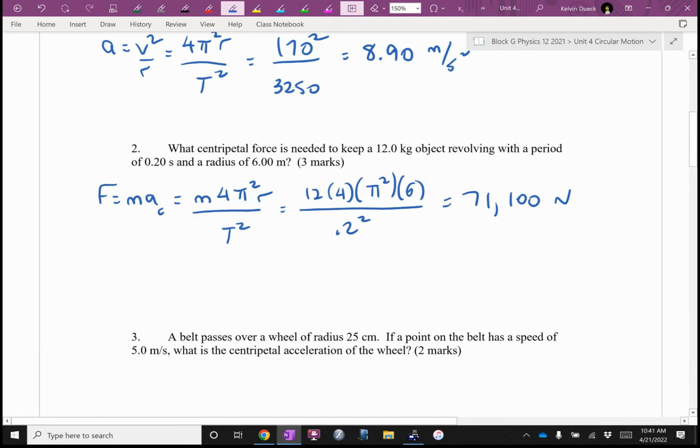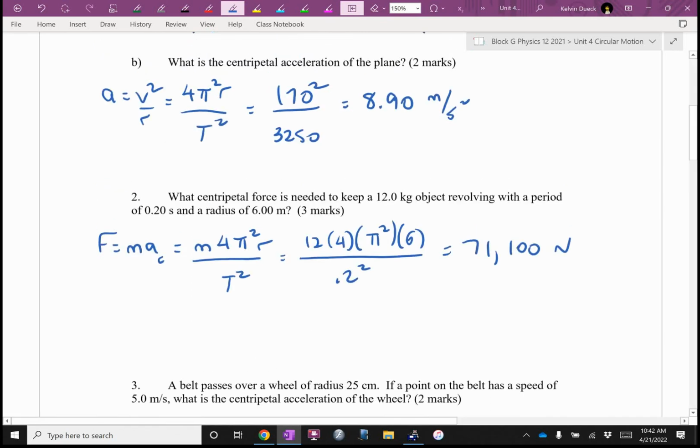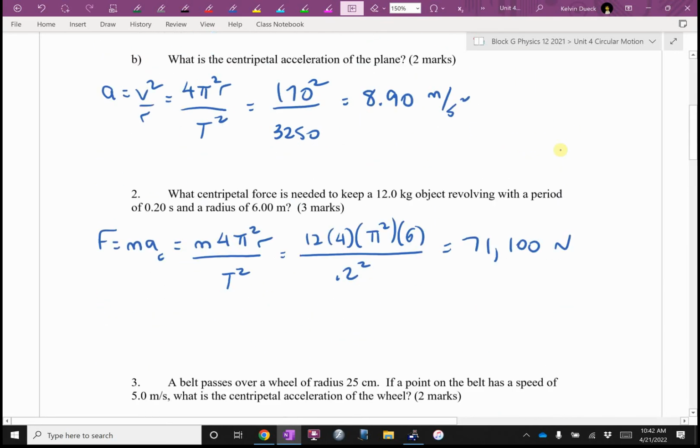How long is it taking to go around once? Which basically means 5 times a second I'm spinning a bowling ball on the end of a 6 meter long rope. Would that take a fair bit of force? Yes. Okay, then I'm okay with that. I was nervous at first, and I looked at the numbers and I went, actually, that seems about right to me. I don't know why this one is worth 3 marks. It should only be worth 2.